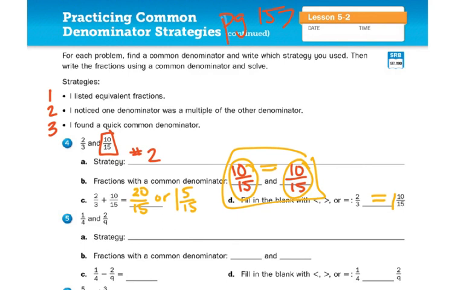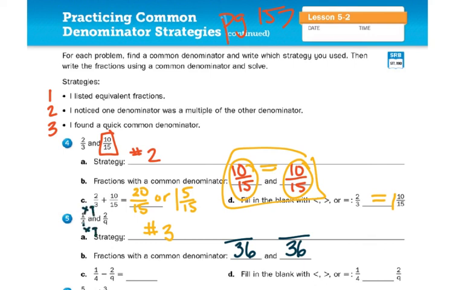Number 2, 1/4 and 2/9. This time, I think I'm just going to find a quick denominator. I'm just going to multiply the two numbers times each other. So 4 times 9 is 36. So I'm going to change each one to 36ths.